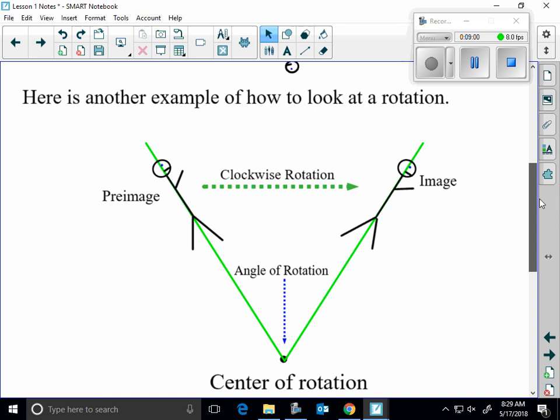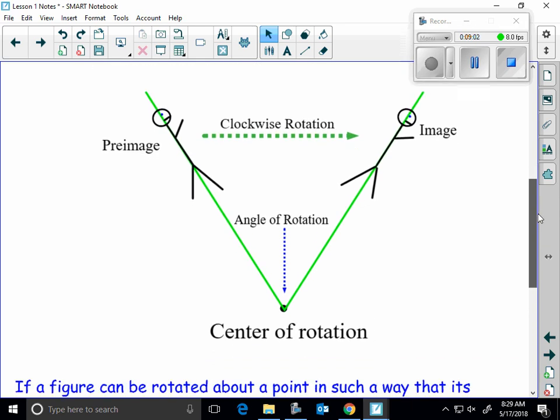Here's another example of how to look at a rotation. All right, so if we do a clockwise rotation, Hans, did you rotate? Yeah. Why were you rotating? That's not an answer, Hans. Did you jump off your shed? No.